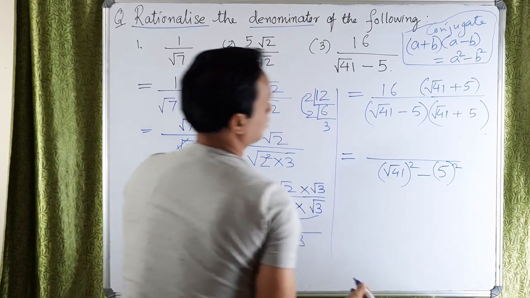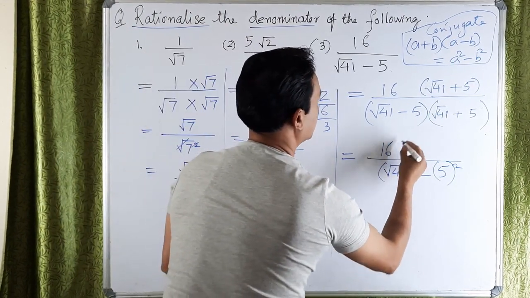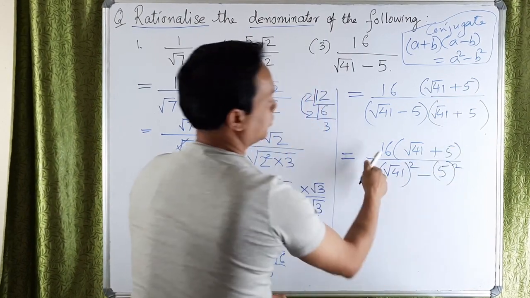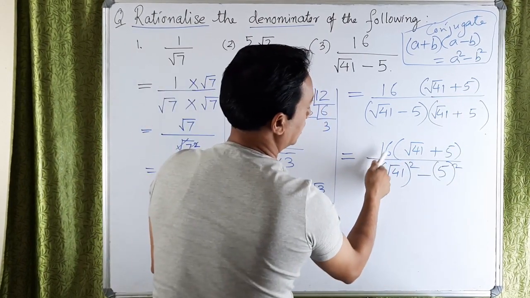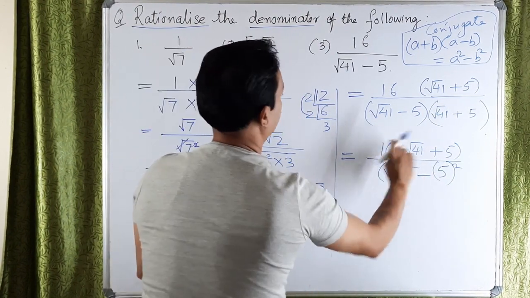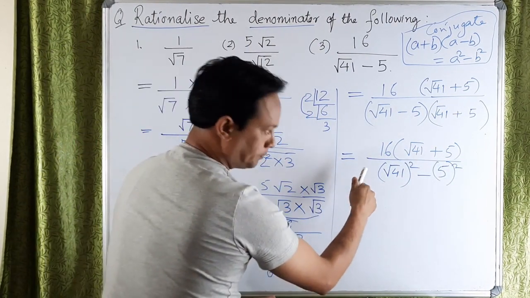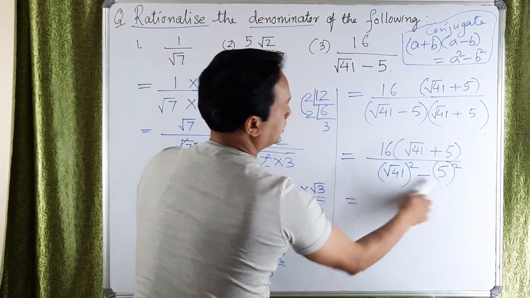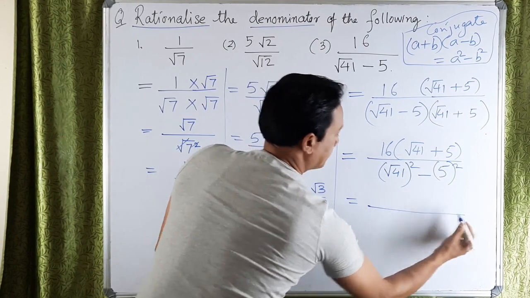So b square. And in the numerator, we have 16 into root 41 plus 5. Now, if you have just any rational number here, then you don't need to multiply. We'll keep it as it is. Had it been irrational, we would have multiplied it. Anyway, next step. Now remember, till here, every sum in the denominator will be the same.